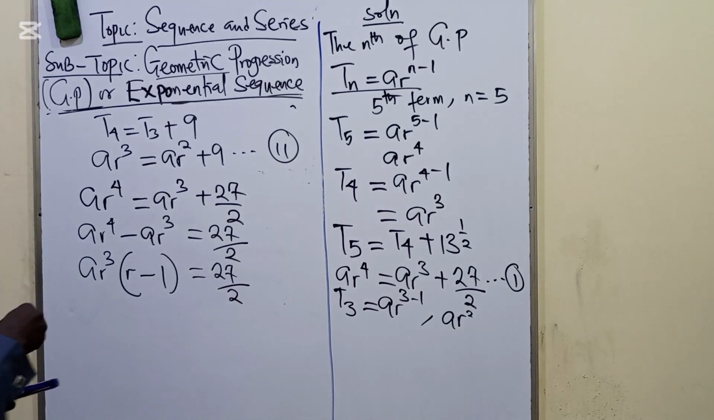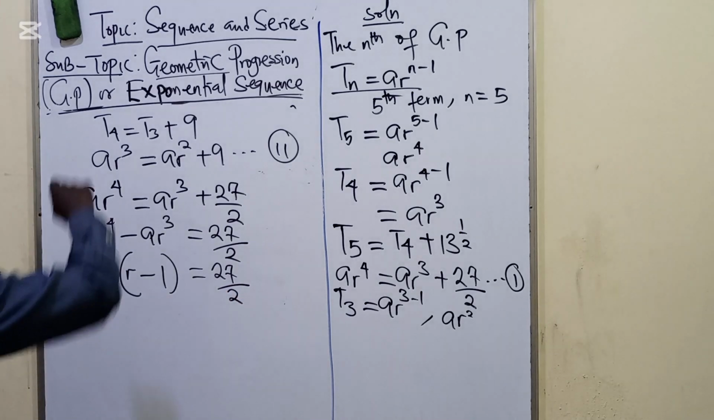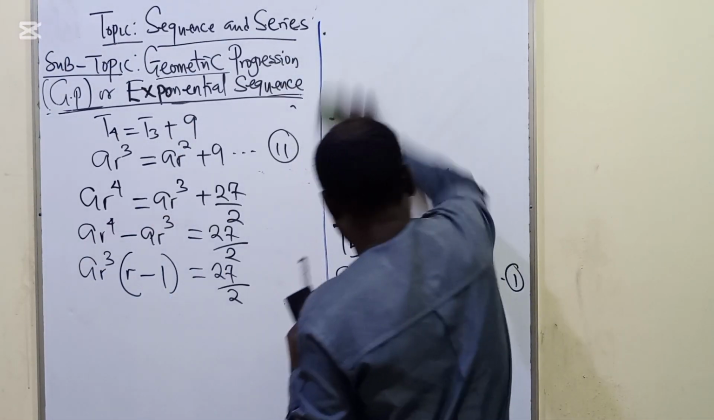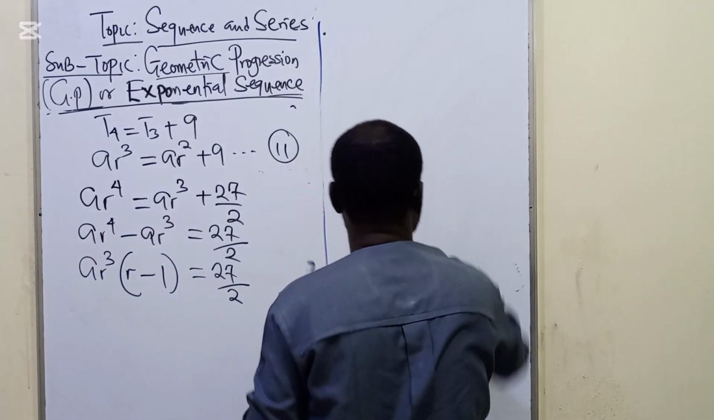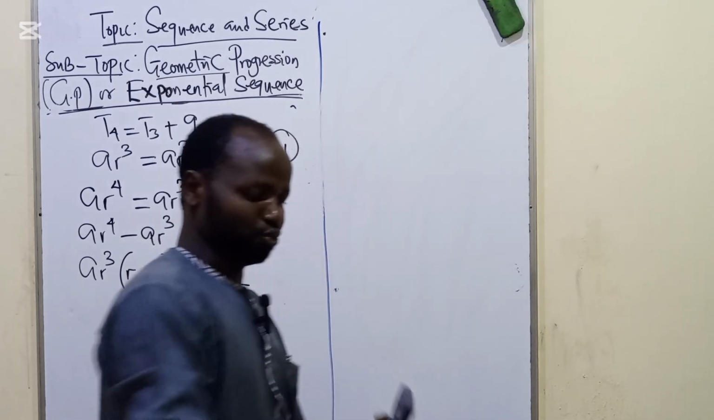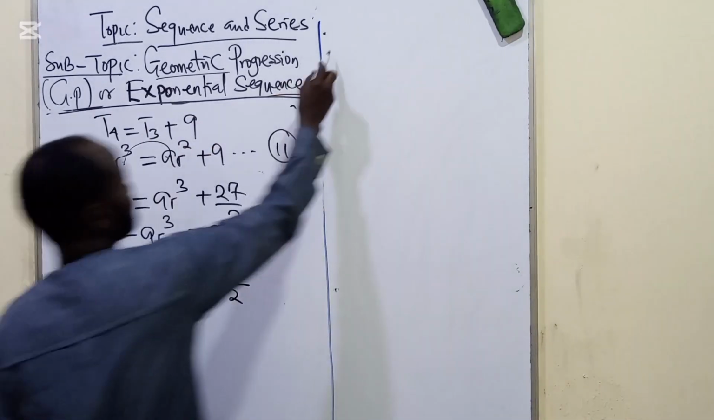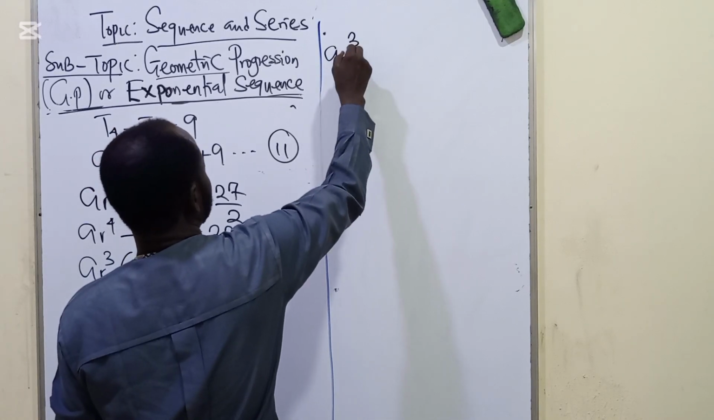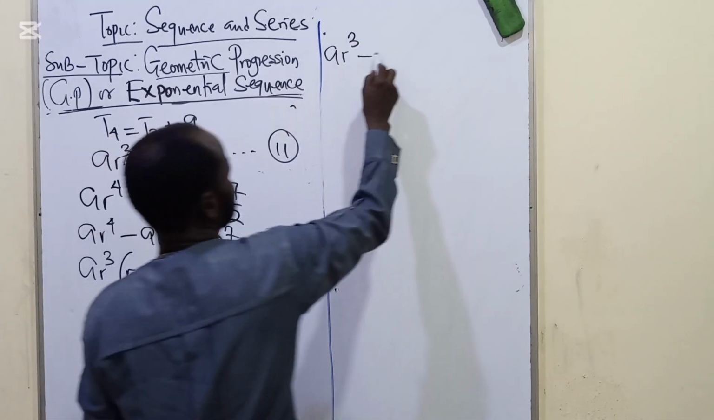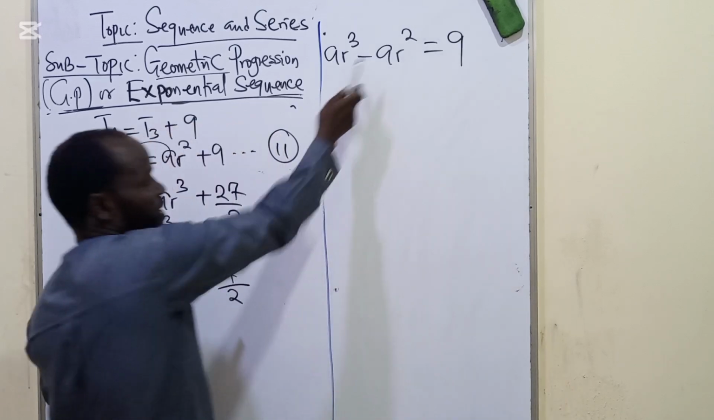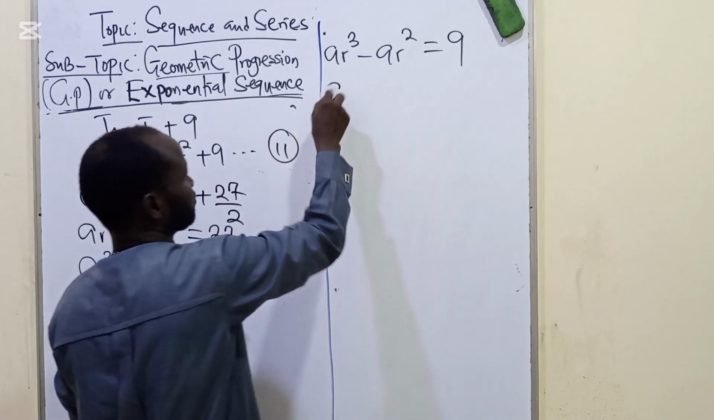Very important. Okay. Let's work on equation 2 now and see what we will have. Let's rearrange. Let's bring this to this side. We'll have AR power 3 minus AR power 2 equal to 9. AR power 2 is common. Let's factor it out.